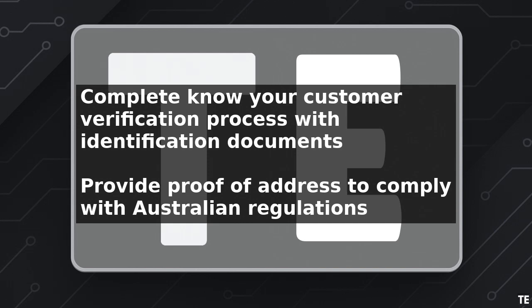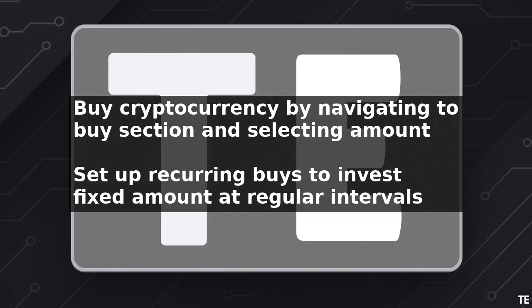methods. To buy cryptocurrency, navigate to the Buy section of the app, select the cryptocurrency you want to purchase, and enter the amount you want to spend. You can also set up recurring buys to invest a fixed amount of money at regular intervals.